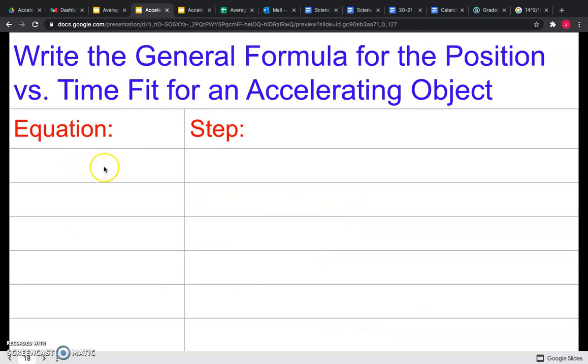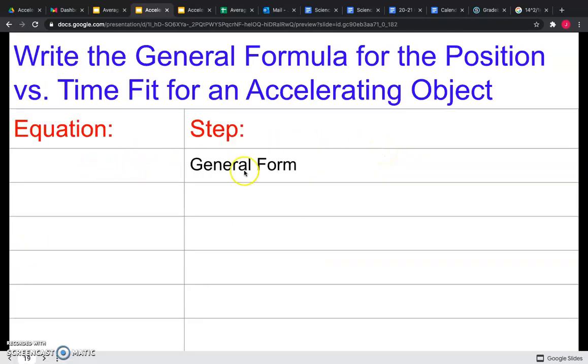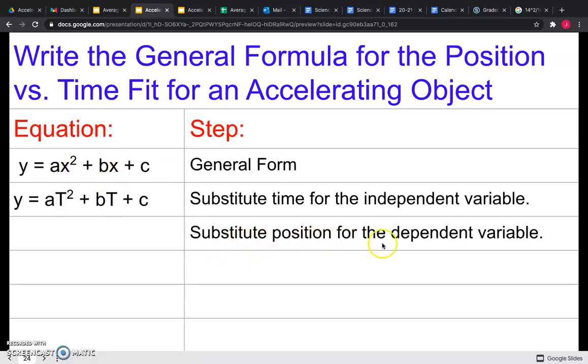So in our first slot here, I want you to take the equation from the last slide, the y equals ax squared plus bx plus c. We're going to put that in right here, and that's going to be our general form. Then we're going to start substituting in the variables from this lab. So next we're going to substitute time for the independent variable. I'm going to write out that formula here. So you can see wherever there was an x, I put in a capital T for time. Next I'm going to substitute position for the dependent variable. Do that here. So instead of y, I've put down an x. So we went from y to x.